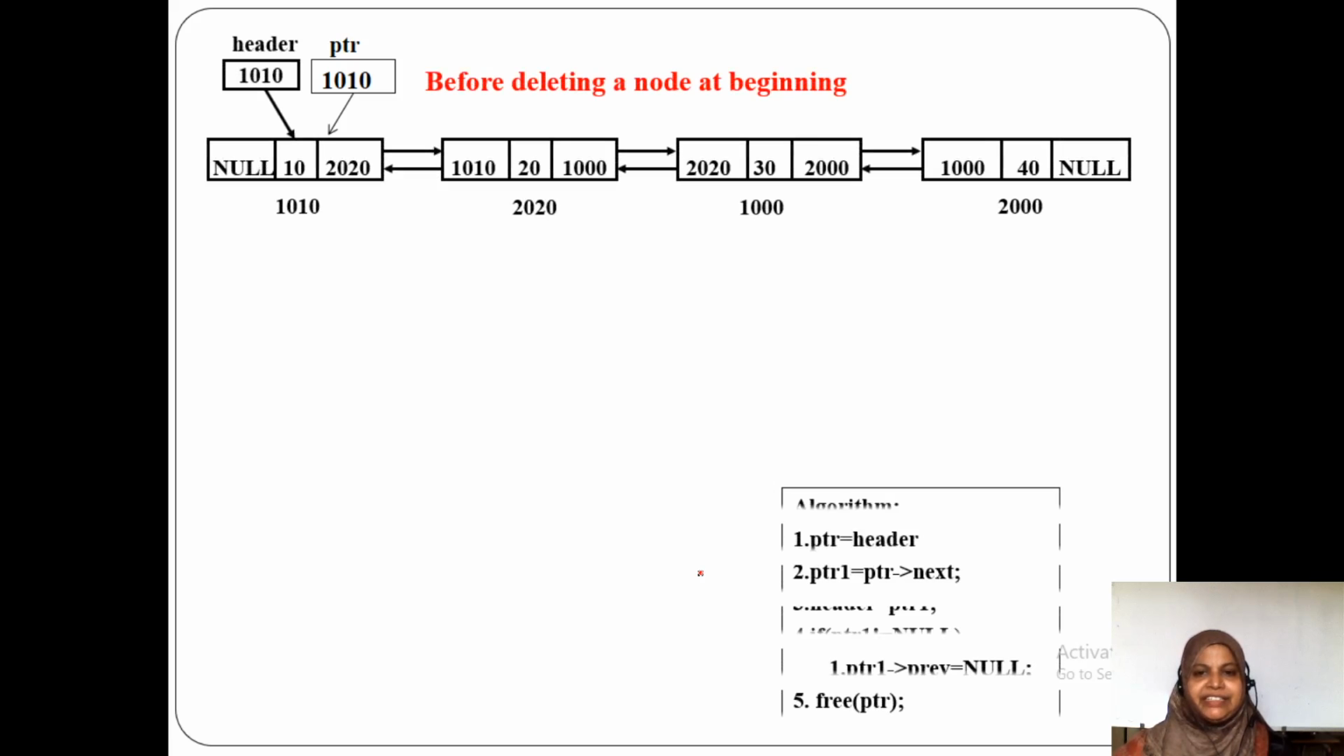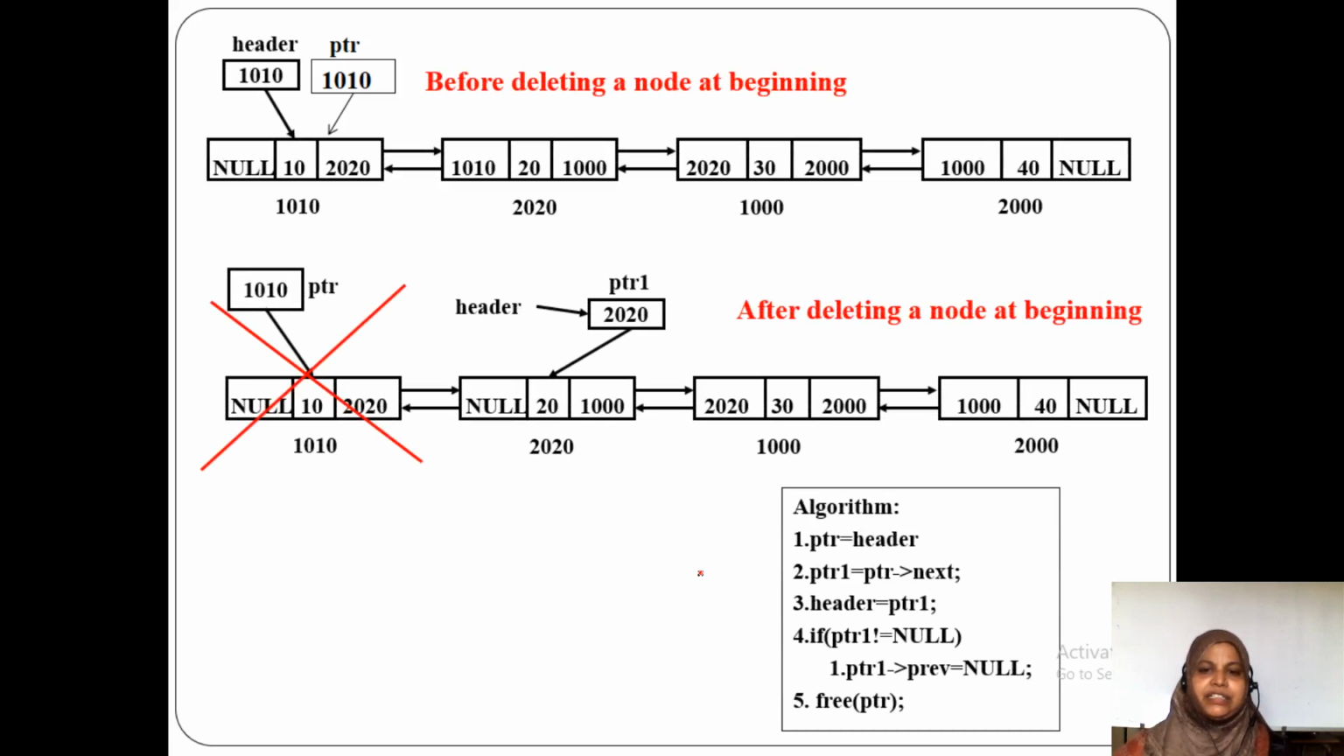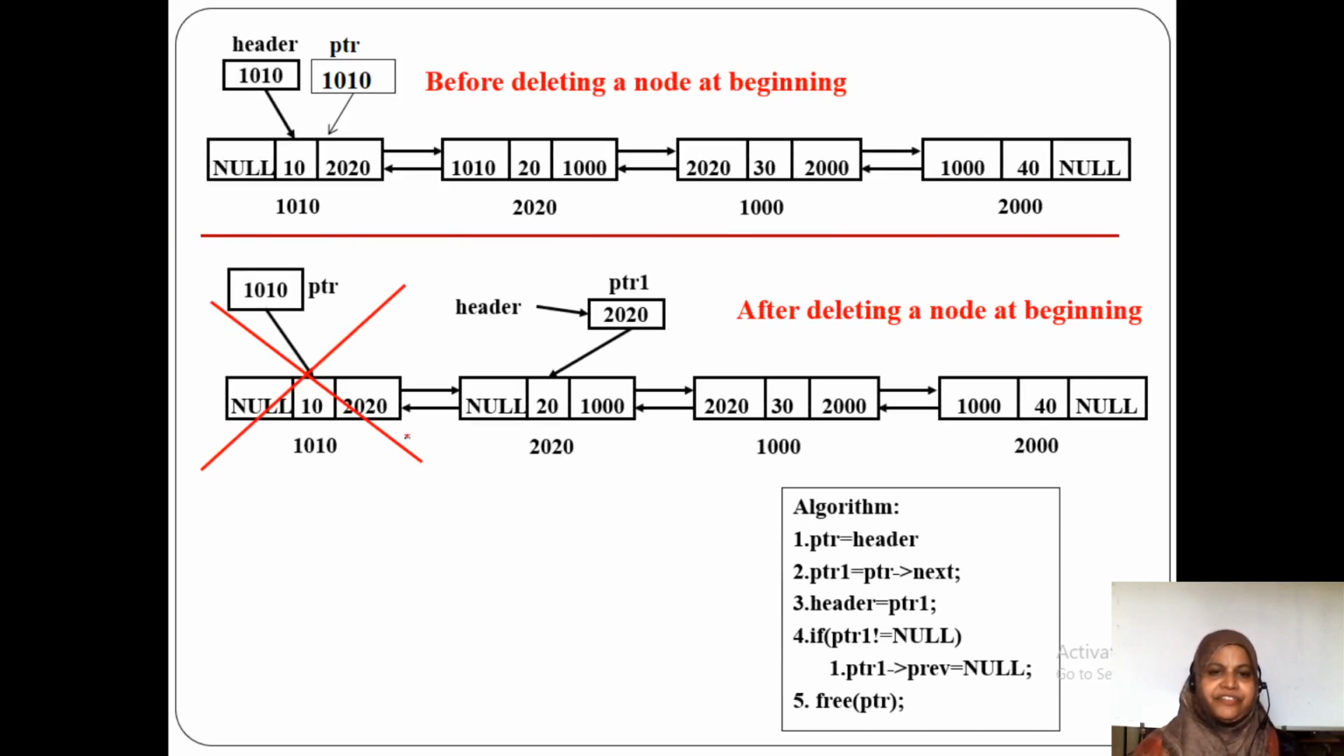Now we are going to delete the element at the beginning, right? See here, first we construct one list. This list consists of 10, 20, 30 and 40. Now I am going to delete the 10 element from the list. I am going to delete the first node from the list. Whenever we delete an element, we have to take one pointer field. That pointer field is going to point to the first node address here. What is the first node address? 2020 is the first node address.